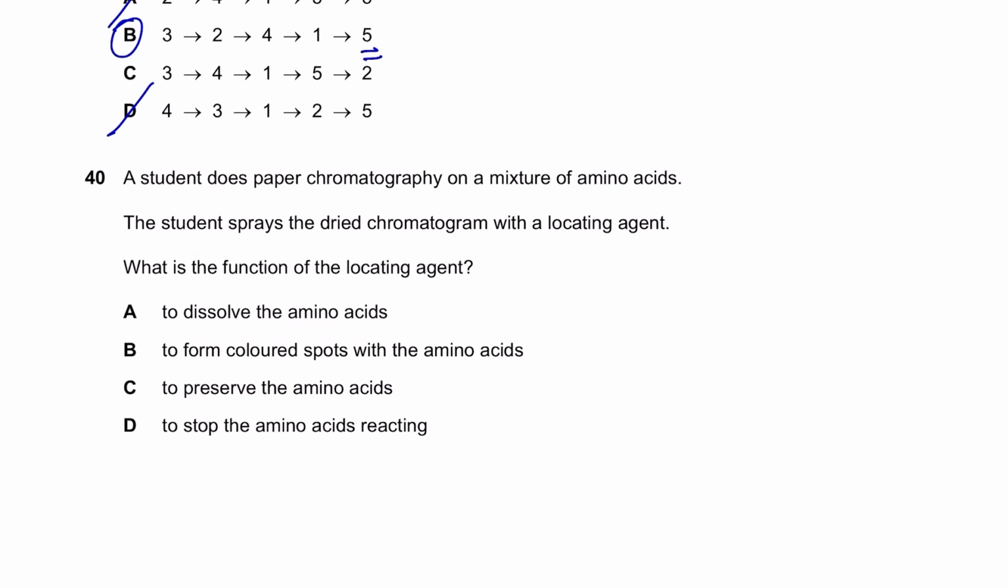A student does paper chromatography. What is the function of a locating agent? He uses it to identify amino acids because you can't see the spots visibly. So you add a locating agent. Usually ninhydrin is used, and ninhydrin gives you purple spots, which are very, very beautifully visible, to check out the spots of amino acids.